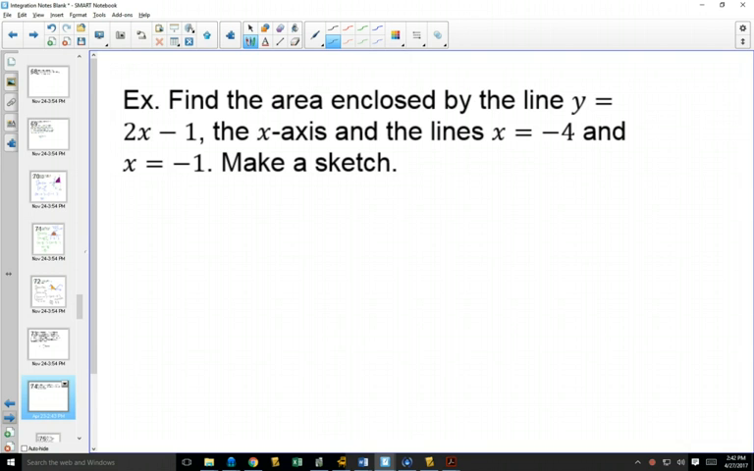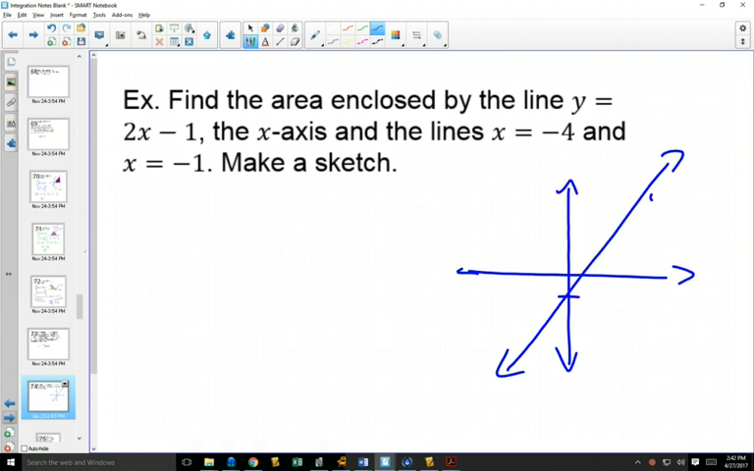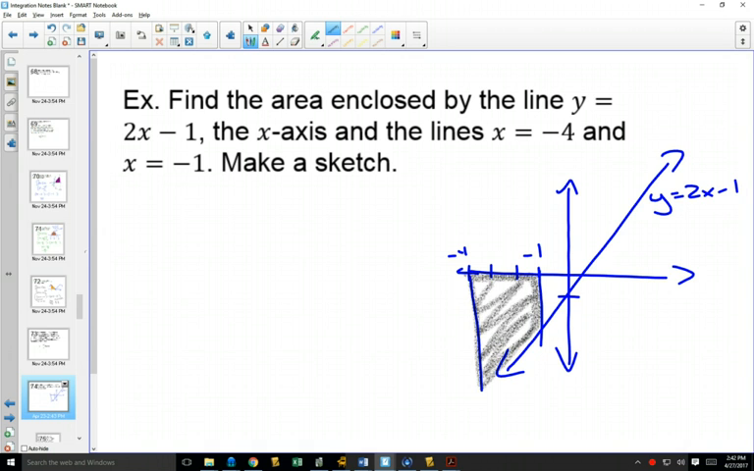So let's look at this one that we've done, that graph we've done before, 2x minus 1. There's our line. And now we want to find it between -4 and -1. So this area, when we find it, it's going to be negative. I should have done red for negative. Oh well. Oh, maybe we can change it.